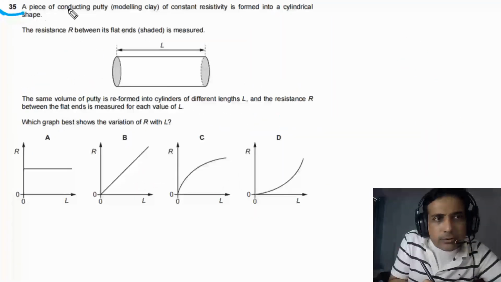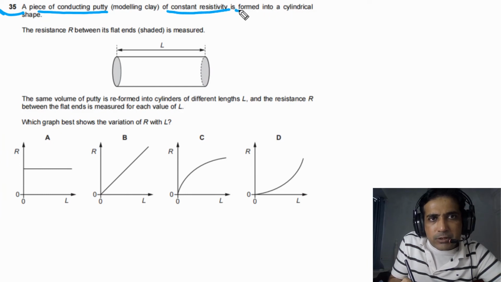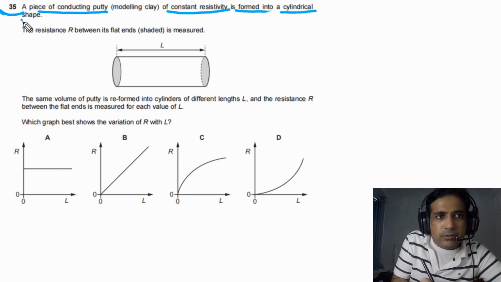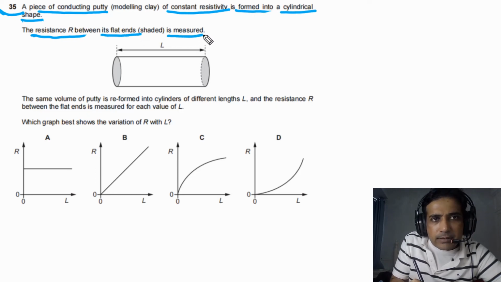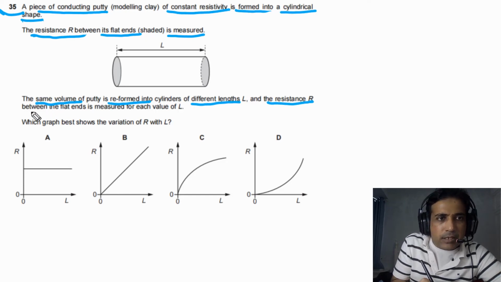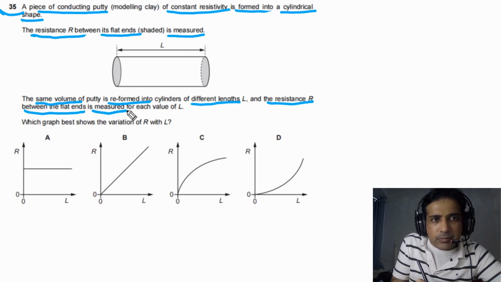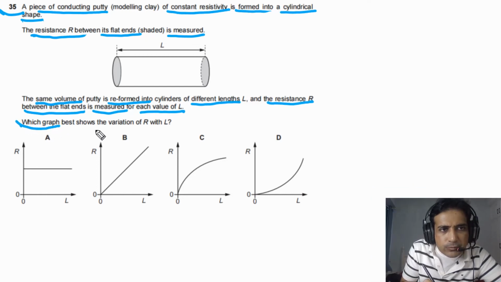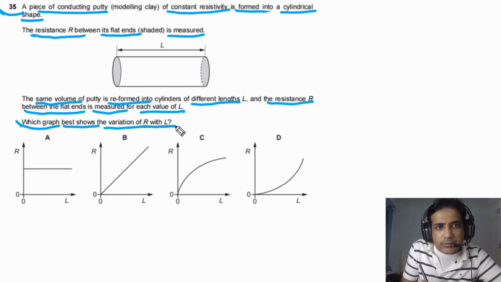For question number 35, it is given to us that a piece of conducting putty of constant resistivity is formed into a cylindrical shape. The resistance capital R between its flat ends is measured. The same volume of putty is reformed into cylinders of different lengths capital L, and the resistance capital R between the flat ends is measured for each value of capital L. For this question, we need to find out which graph best shows the variation of capital R with capital L.